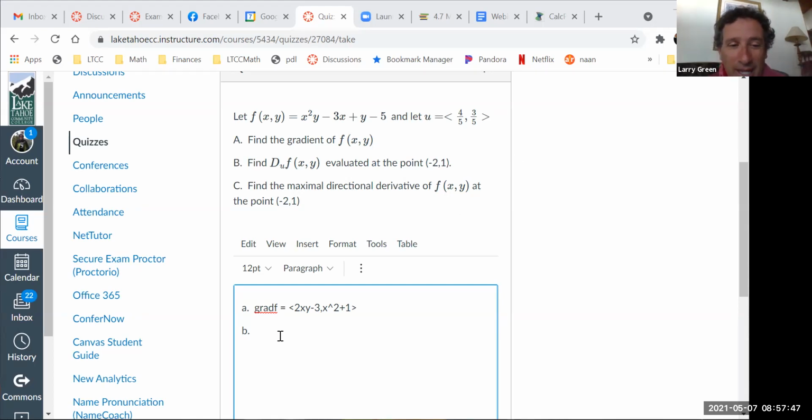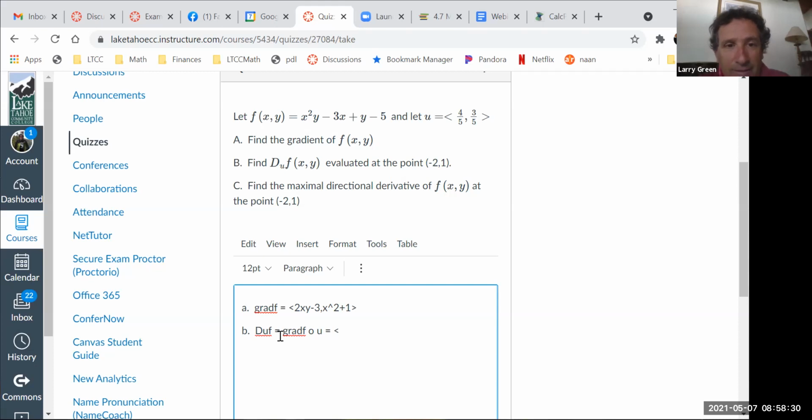Instead, what's the easy way of finding the directional derivative? We plug in -2, 1, but we have to do more than that. If we plug in -2, 1, that would be just the gradient at the point. We don't want the gradient, we want the directional derivative. Yeah, we take the gradient of f, and then we dot it with the vector u. Any questions on that?